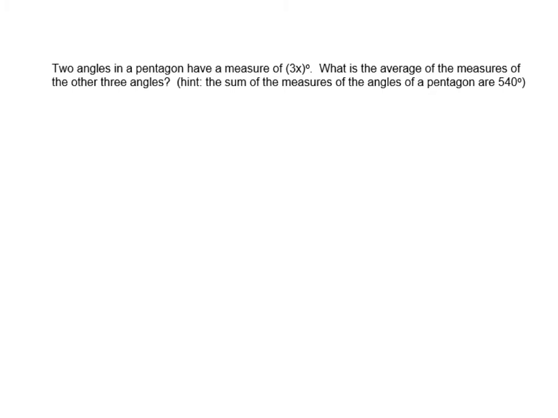So, think back to geometry. What's a pentagon? That's where we're going to start. If you remember, a pentagon has 5 sides, so it's going to look something like this. Then we're told that 2 of those angles inside the pentagon have a measure of 3x degrees. So this is 3x, and this is 3x. And what they want to know is, it says find the average of the measures of the other 3 angles. So we want to know these 3 angles, what their average is.